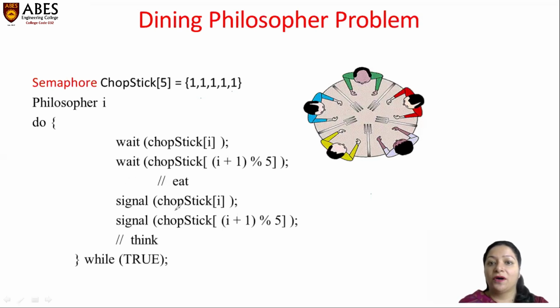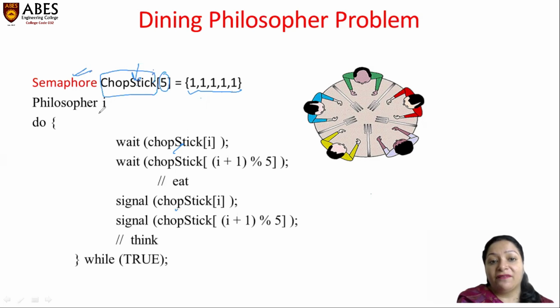This is the code for the dining philosopher problem. Here we have taken a semaphore array named chopstick, whose data type is semaphore, and we have the value 5 here. Means we have taken 1 for each chopstick, right? We have initialized the value 1 because whenever a process tries to grab the chopstick, it will execute the wait operation, and the wait operation can only be applied whenever the semaphore value is greater than 0.